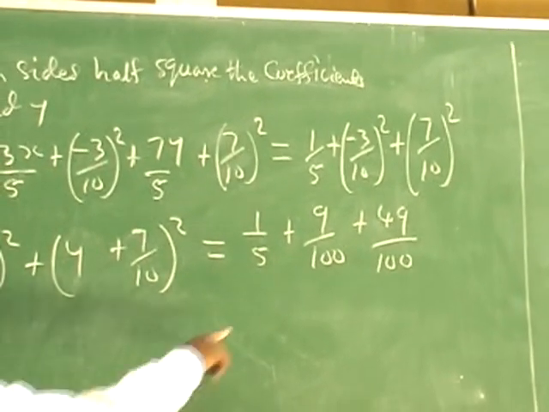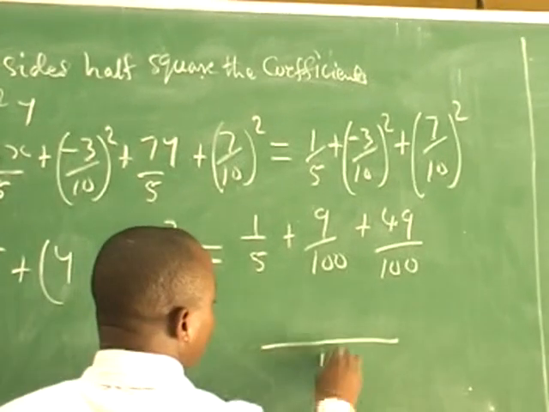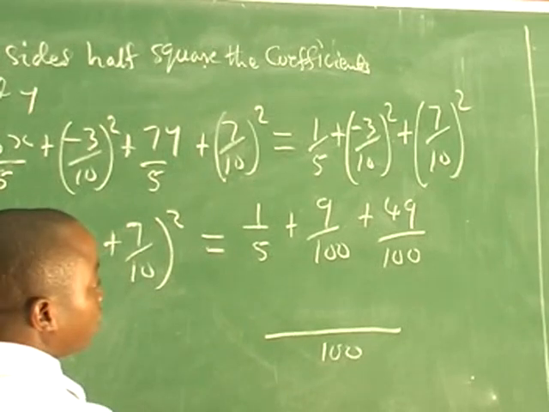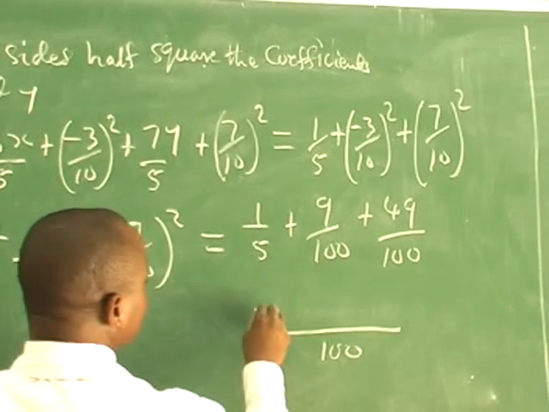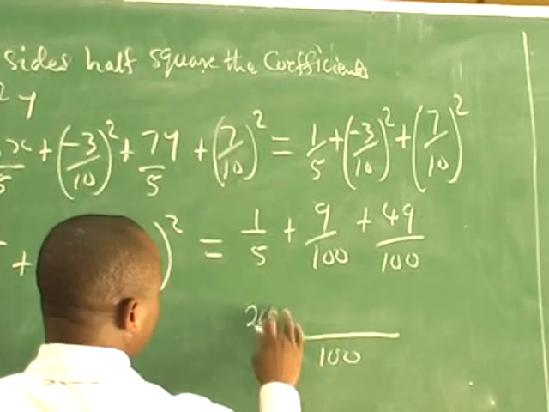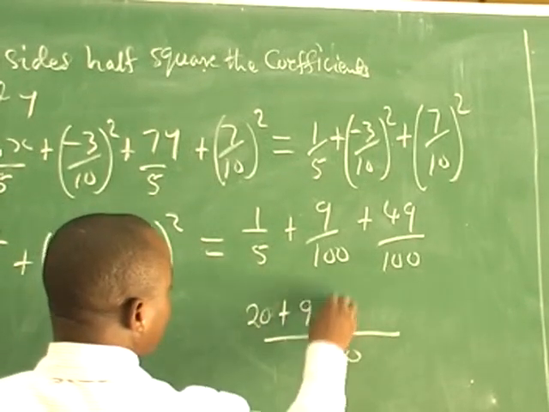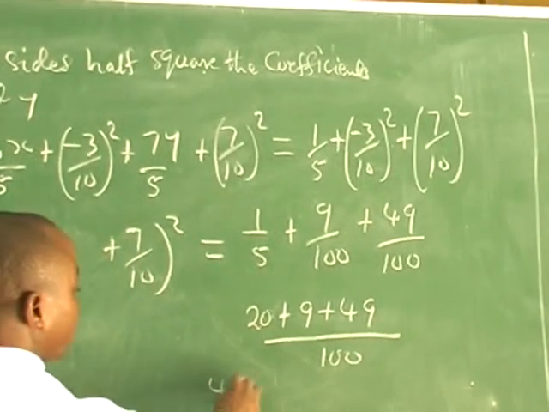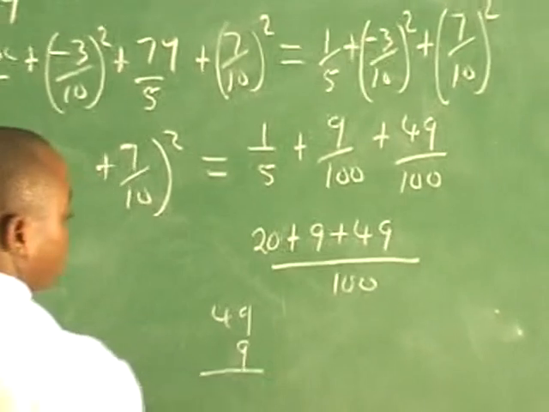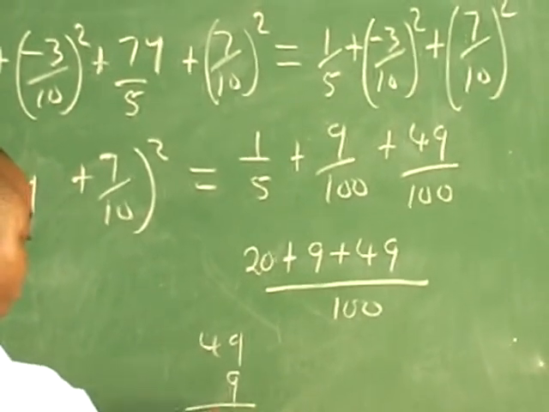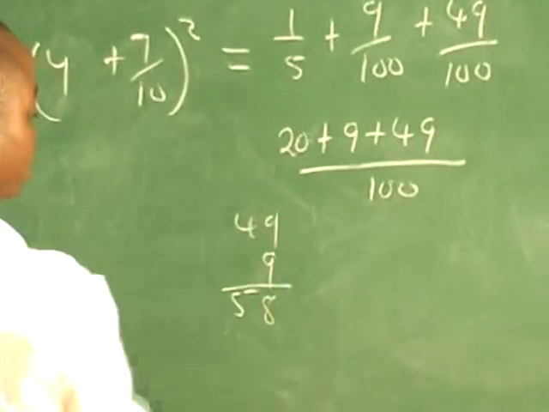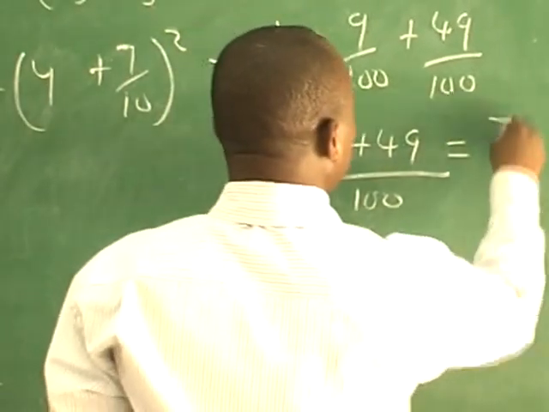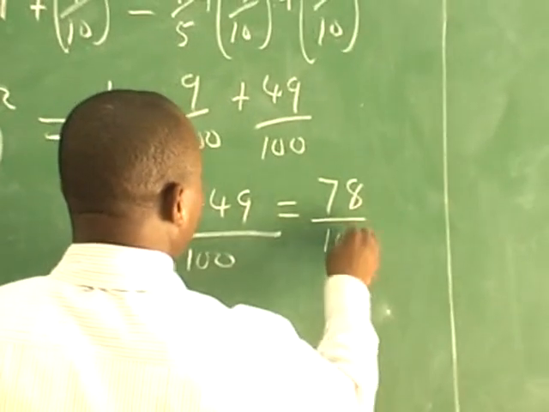And the next thing I'm going to do is to take the LCM on this side, which is 100. And 100 divided by 5 will give me 20. Okay, 20 plus 9 plus 49. So I have 49 plus 9, that will give me 58. 58 plus 20 will give me 78. Alright. So everything here is 78 divided by 100.